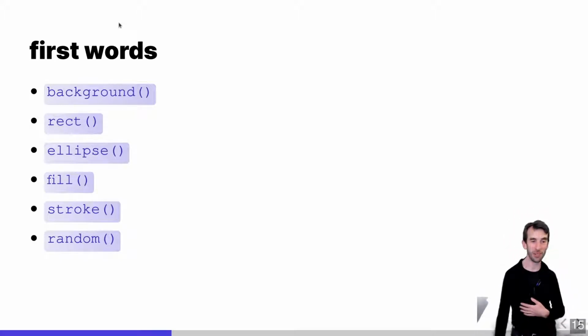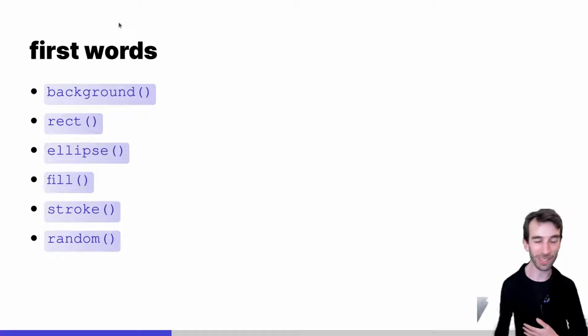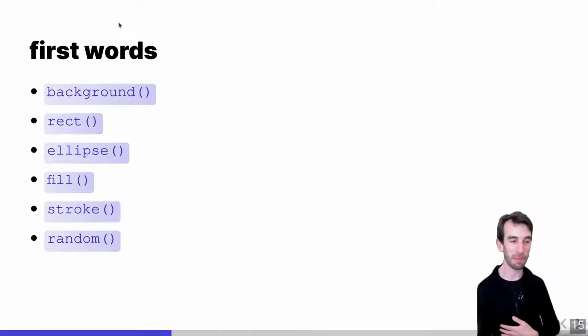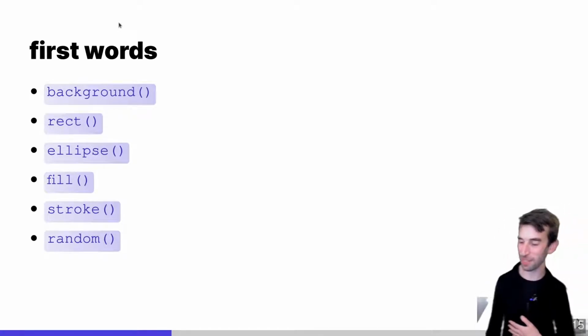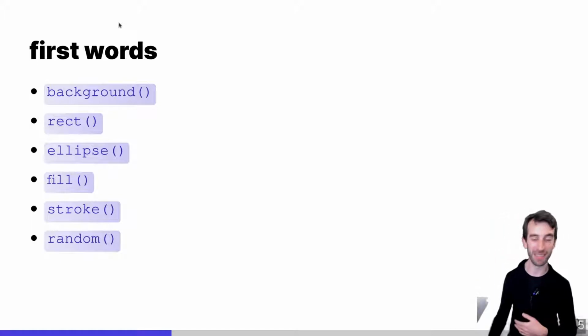ellipse, fill, stroke, random. That was a funny joke, Benedict. I should post some of those new canvas images in P5.